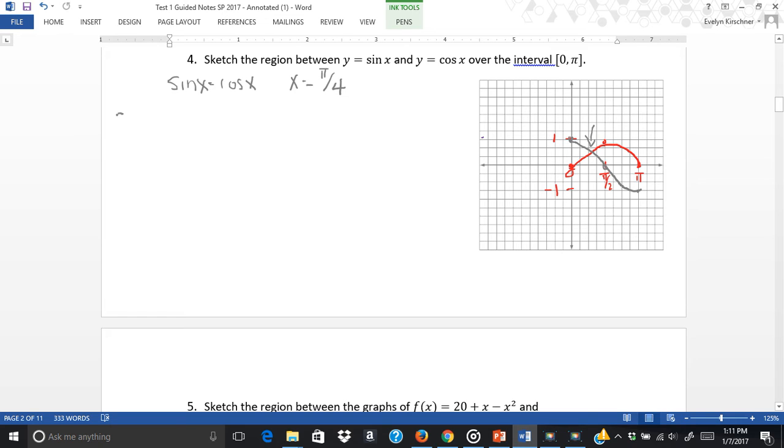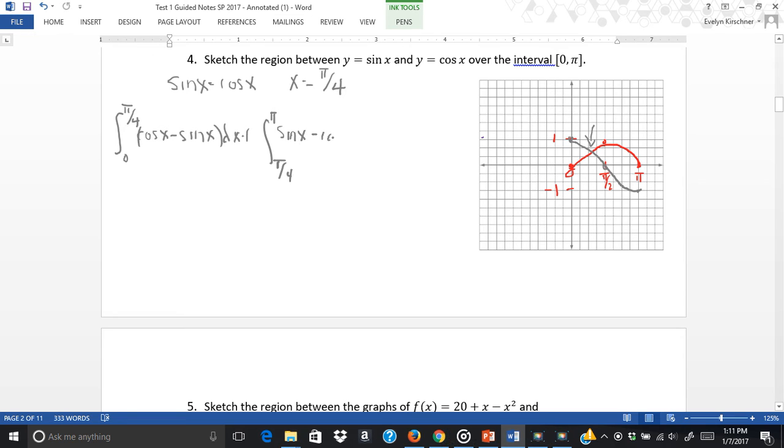So I know I have two integrals. I have the integral from 0 to pi over 4, and what's on top here is cosine x, so that's cosine x minus sine x dx. And then from pi over 4 to pi, we know that sine x is on top, so it's going to be sine x minus cosine x dx. Now we'll just integrate it.